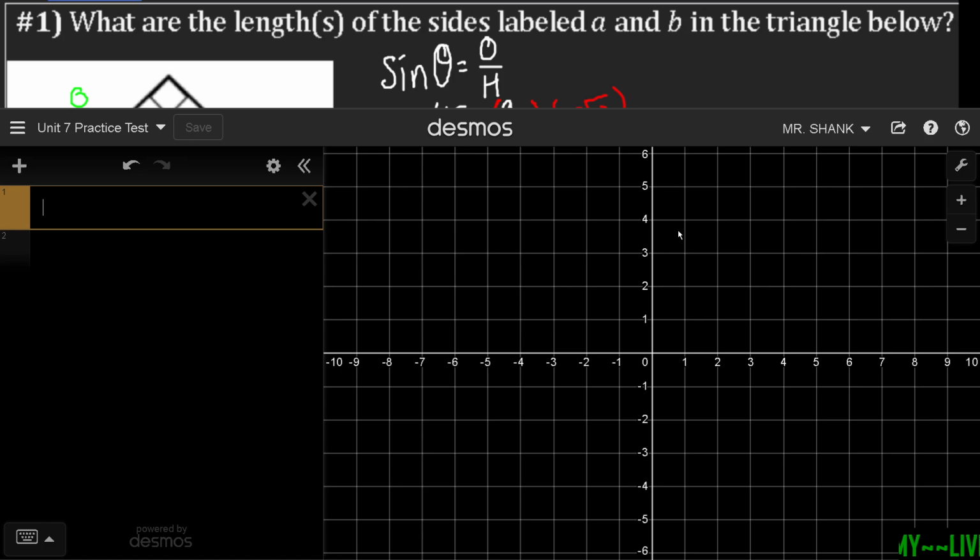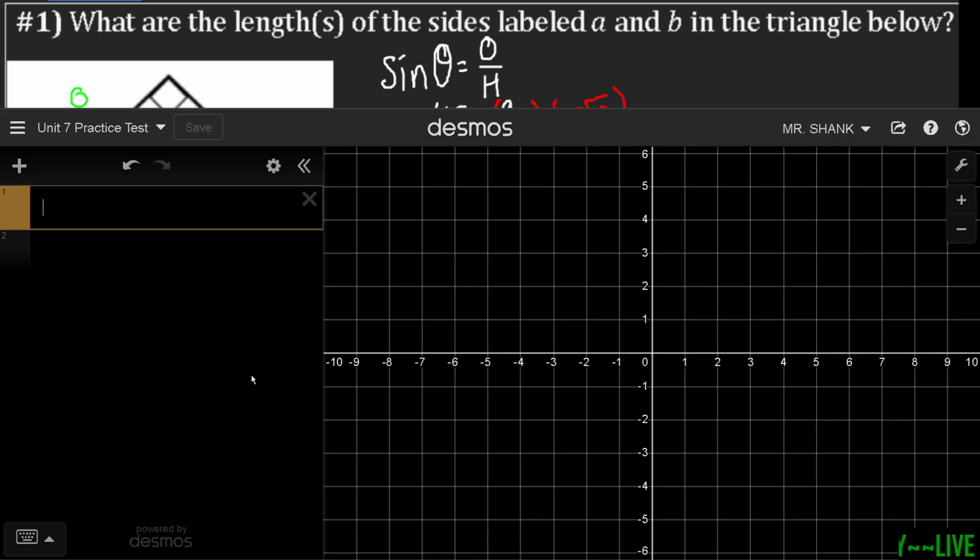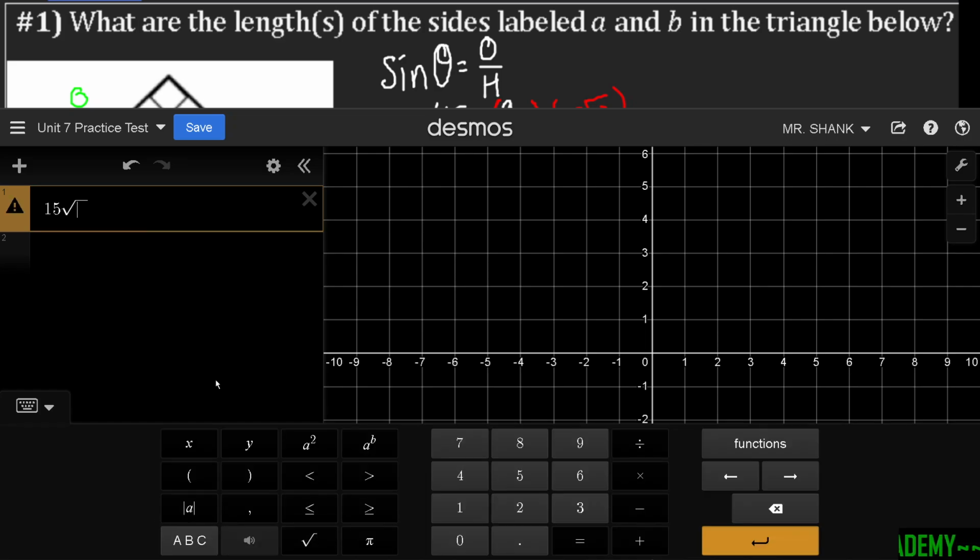All right, so I'm looking for A, and we said that was 15 times the square root of 2 times sine 45. So let's type that in. I'm going to say 15, square root, square root of 2. And notice where my cursor's at.